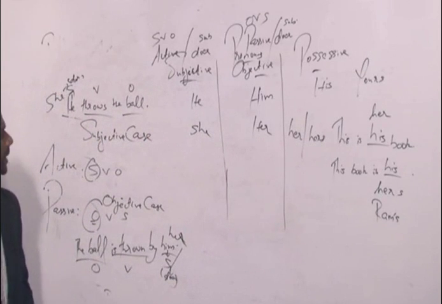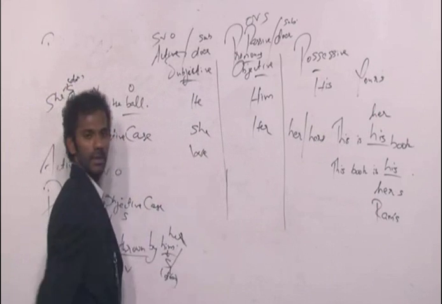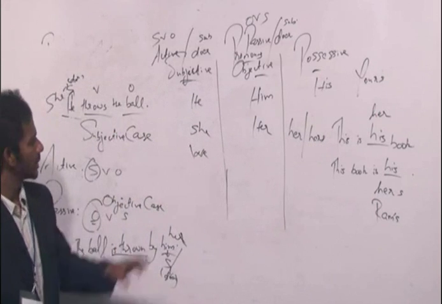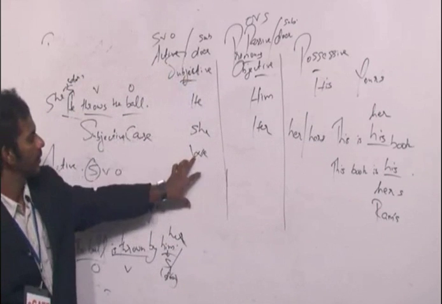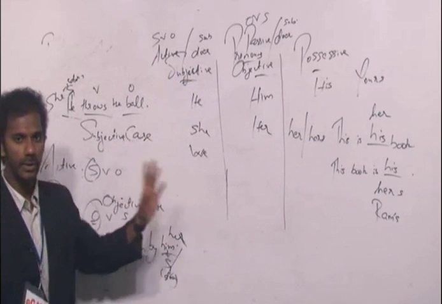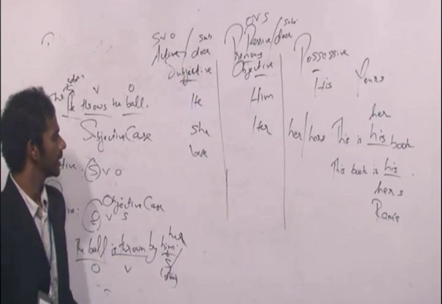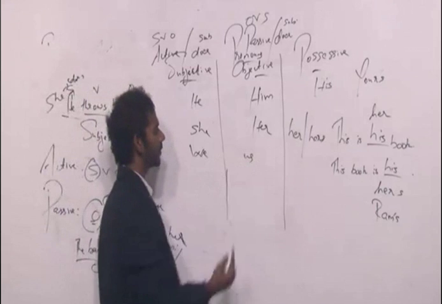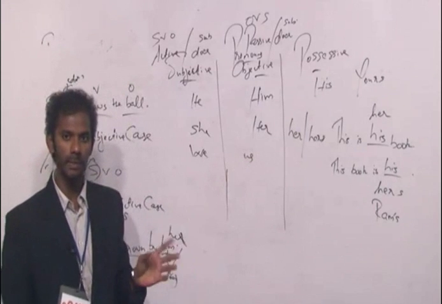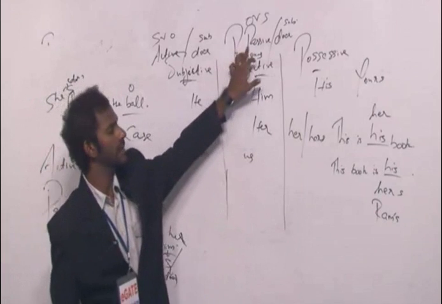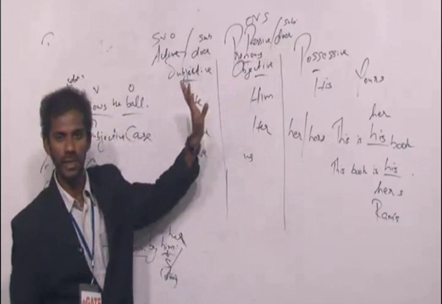Clear? Now, we threw the ball. So "we" is a pronoun that comes in the active voice, acting as a doer. So "we" is subjective. We threw the ball. The ball is thrown by us. So "we" is subjective, whereas "us" is objective. It means "us" comes in the passive voice, acting as a doer. So "we" is subjective and "us" is objective.